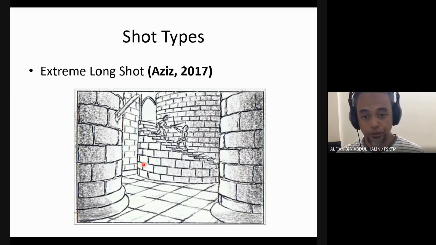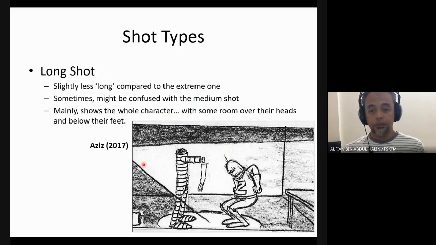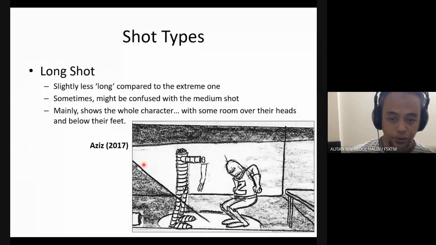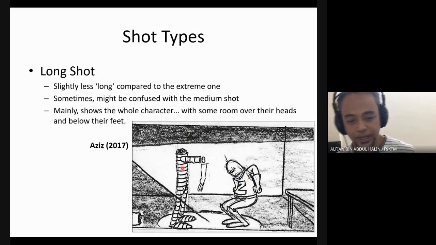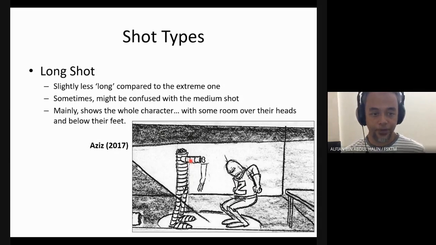As opposed to this one, it shows everything. Slightly less long, like I said, compared to the extreme one we had just now. It mainly shows the whole character with some room over their heads, so that you can basically see the whole body of the character, whether it's standing up or sitting down or whatever. Again, it depends what you want to convey. If you really want to show the whole body being affected like this, then you use these kinds of shots.